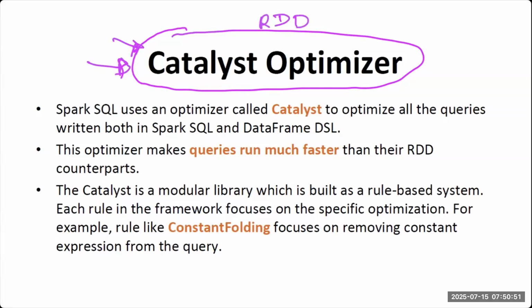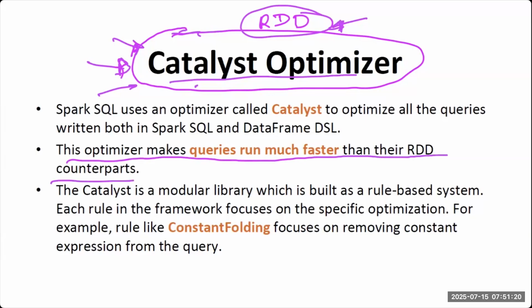If you run any code on the RDD, this catalyst optimizer won't come into the picture to optimize the code. If you are writing any code in Spark SQL, that would be optimized using the catalyst optimizer. But if you are writing code in RDD, you yourself have to optimize everything. Under the hood, if you are using Spark SQL, catalyst optimizer will optimize your code. This optimizer makes the query run much faster than the RDD counterpart. If you are writing the same thing in RDD and in Spark SQL, the catalyst optimizer will optimize your code, and it will run faster. We'll see how it is optimizing.